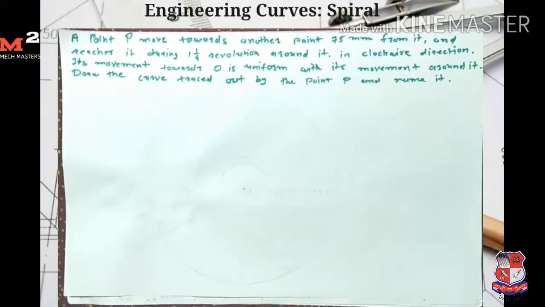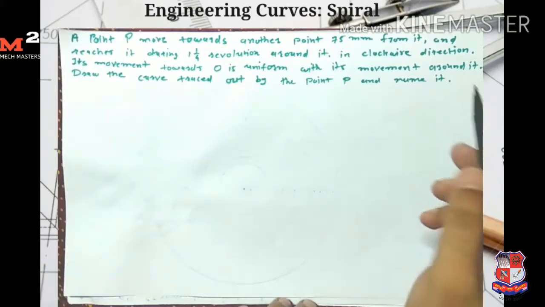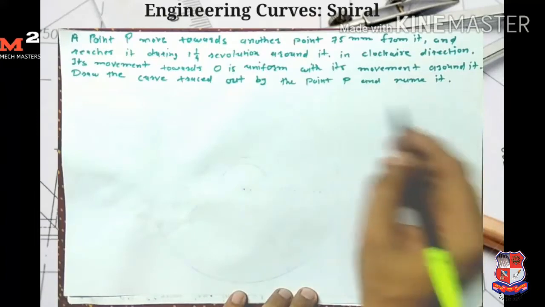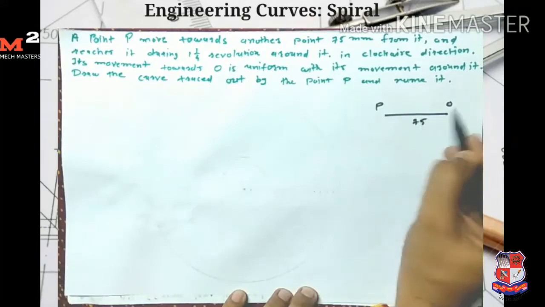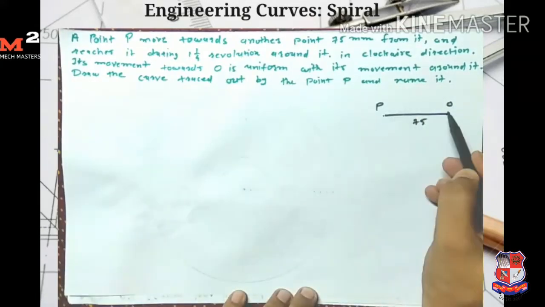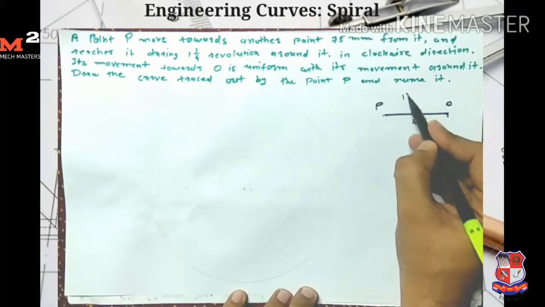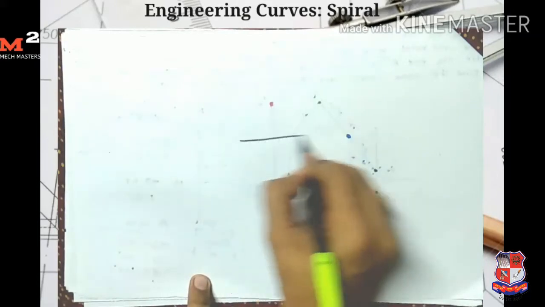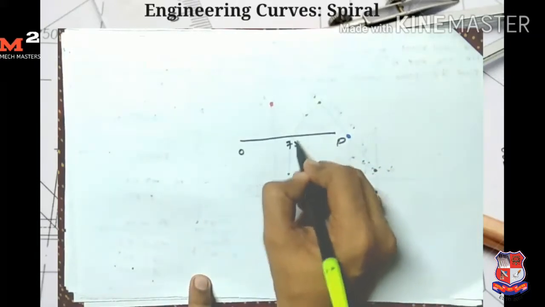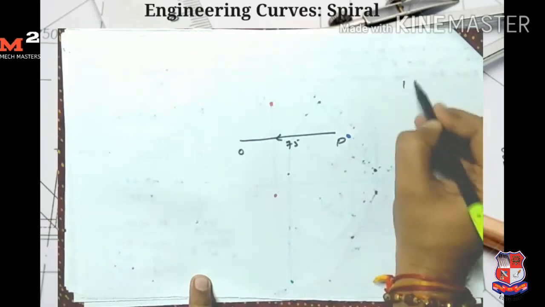Good morning friends. Today we are going to solve the problem of spiral, in the chapter engineering curves. In the question, it is given that the point P moves toward another point O, 75 mm from it. So points P and O are at a distance of 75 mm. Point P reaches the point O after 1.25 revolutions.